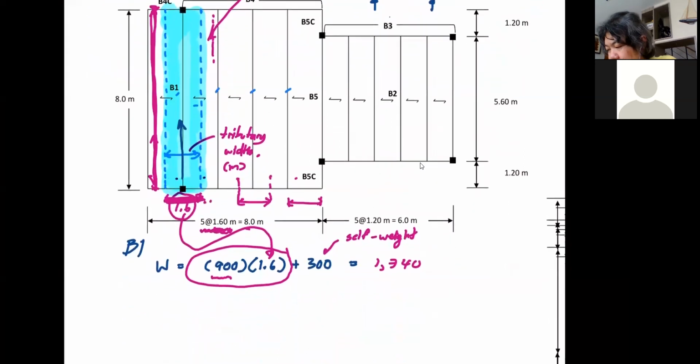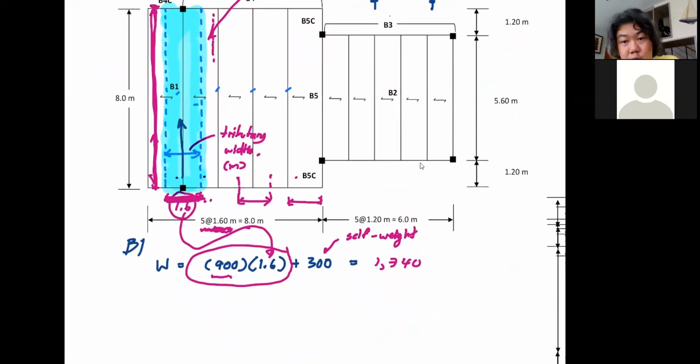And plus the self weight, now we have the total load acting on the beam as a uniform load, which is equal to 1740 kilogram per meter. Now we clear this one. Are we clear on this one? Yes. Okay, good. So that means we can move on.